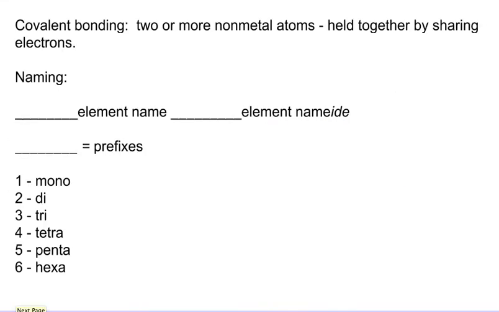The other type of bonding we have is covalent bonding, which is two or more nonmetal atoms held together by sharing electrons. When we're naming these, it's similar to what we had before, where we just give the name of one element and then the name of the other element. But now we're going to put prefixes that are listed here. The reason is when things are bonding covalently, there are so many different ways to put things together. Like for example, I could go OF2, or OF4 would also be possible.